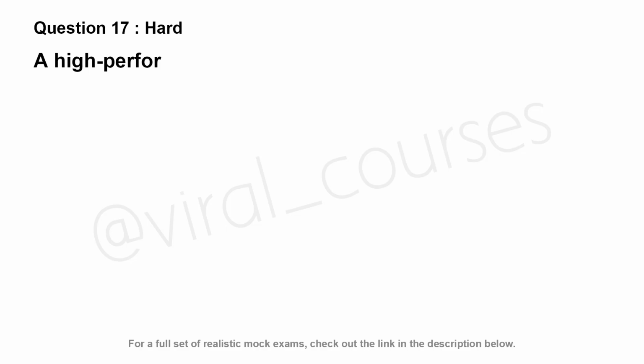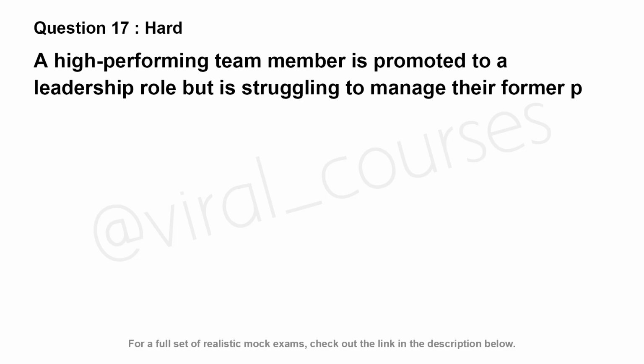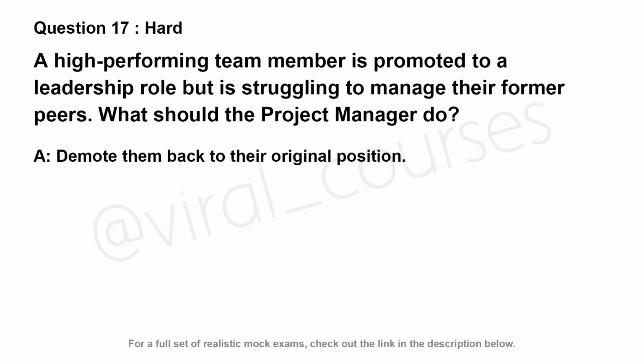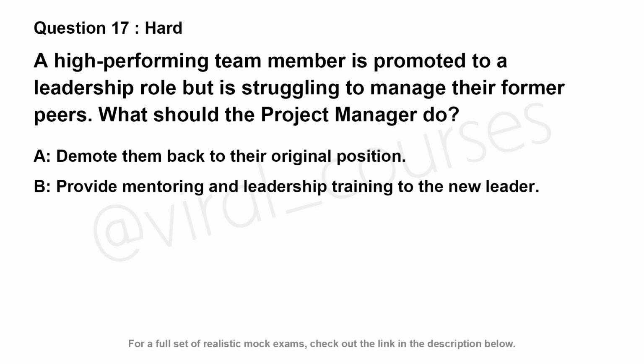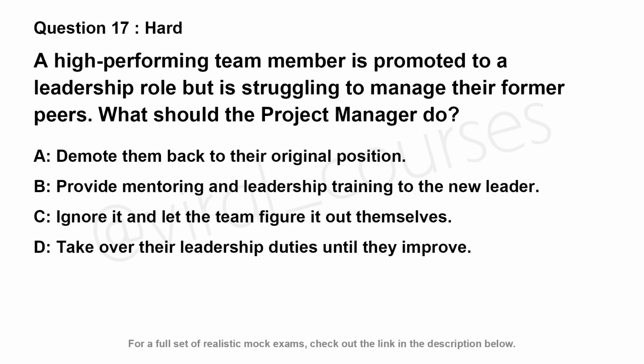A high-performing team member is promoted to a leadership role but is struggling to manage their former peers. What should the project manager do? Option A. Demote them back to their original position. Option B. Provide mentoring and leadership training to the new leader. Option C. Ignore it and let the team figure it out themselves. Option D. Take over their leadership duties until they improve.